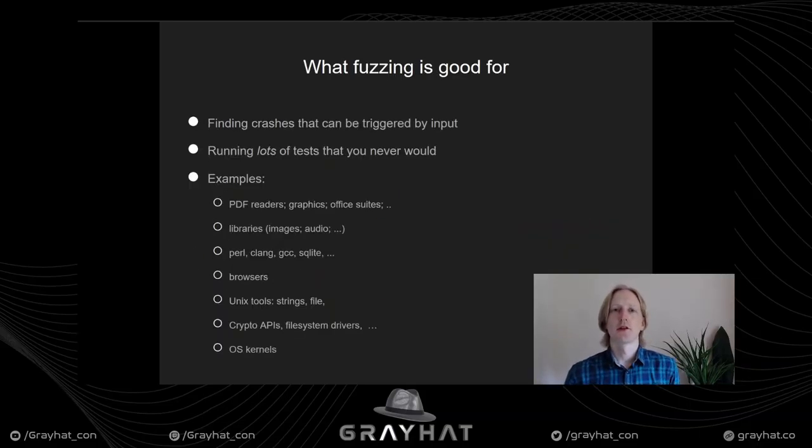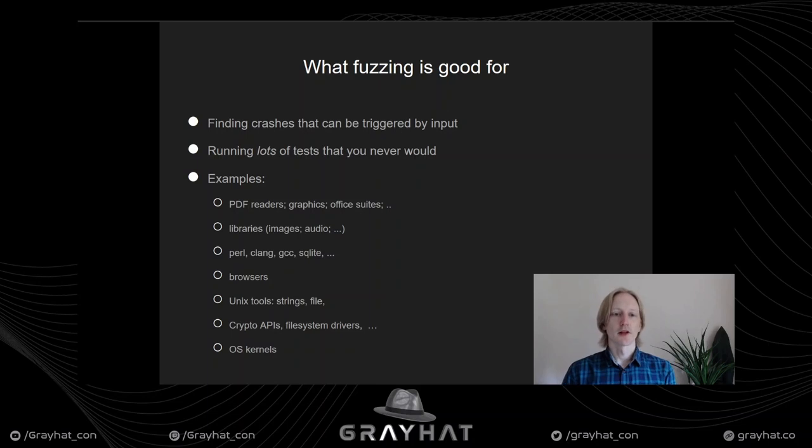So what is fuzzing good for? Fuzzing will find you bugs that can be triggered by some input and lead to some crash. That input probably has to be in some kind of structured form or some kind of data, as opposed to someone clicking a mouse, because it makes it easier for the software to generate it. And in particular, what fuzzing is good at is running a lot of tests, far more than any human will run. We're talking tens of thousands of different tests per second.